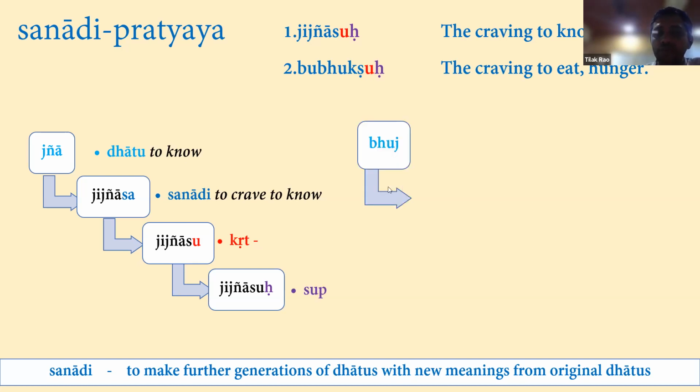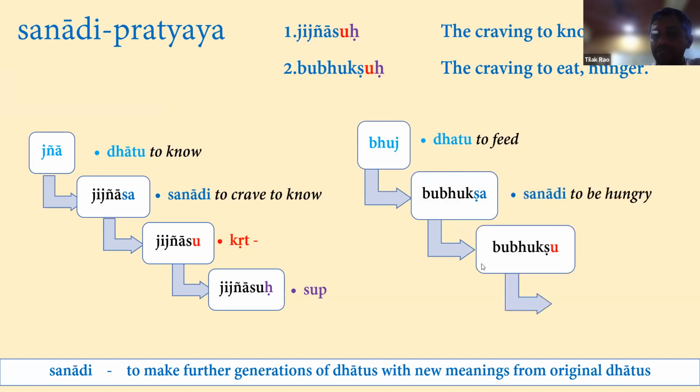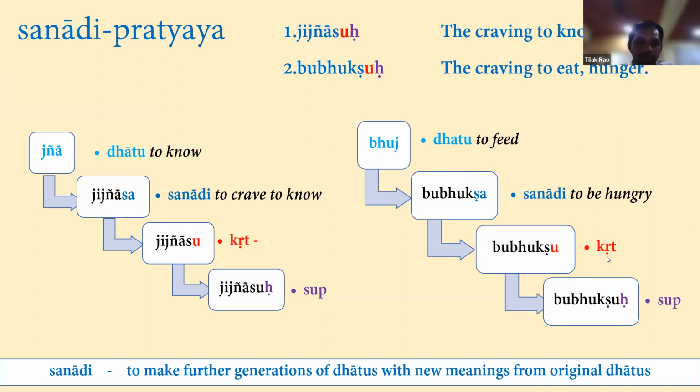Same with bubukshuhu. Bhuj is the original dhatu. And by adding sanadi, it becomes bubuksha. It is a created dhatu. Now we added a sanadi and created a new dhatu. It's bubuksha. To this new dhatu, if we add krit pratyaya, it becomes bubukshu. And by adding supratyaya, it becomes bubukshuhu.